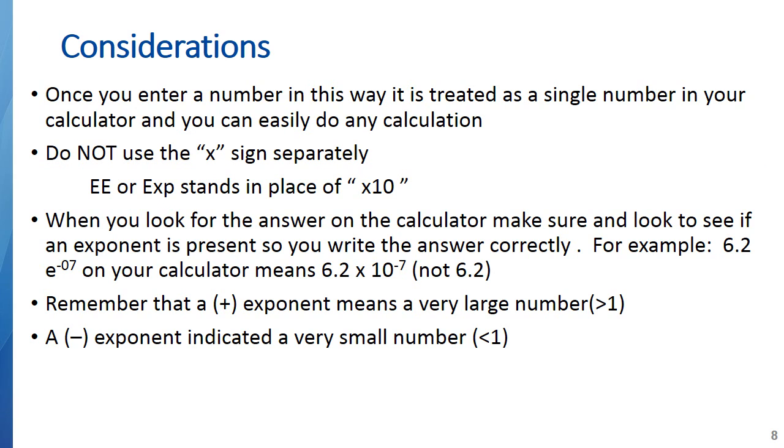Keep in mind that once you enter a number in this way, it's treated as a single number in your calculator. So you don't have to worry about order of operations. You don't have to worry about putting in any other thing. It's one number. So again, some considerations: don't use the multiplication sign separately. When you're using the function EE or EXP, it is in the place of times 10. So don't hit times, don't hit 10. Just put the number in, EE, and then the exponent.